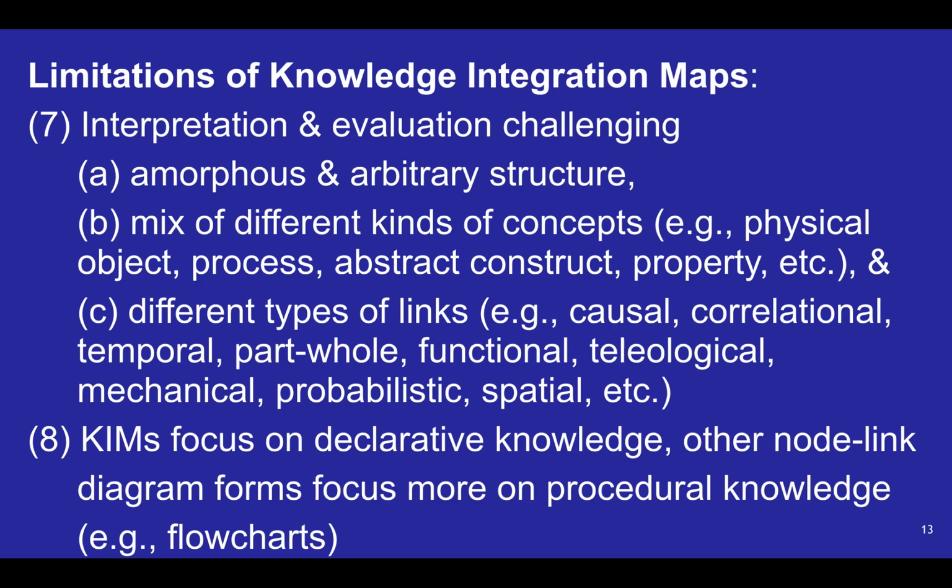Seventh, the interpretation and evaluation is challenging. 7A, there could be an amorphous and arbitrary structure for the KIM. It can mix different types of concepts. For example, a physical object can be included, a process can be included, an abstract construct can be included, a property could be included, etc. 7C, it can include different types of links. These can be causal, correlational, temporal, part-whole, functional, teleological, mechanical, probabilistic, and spatial. As a result, again, interpretation and evaluation can be challenging.